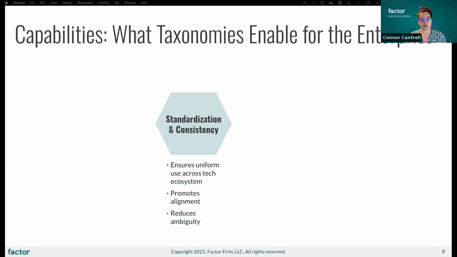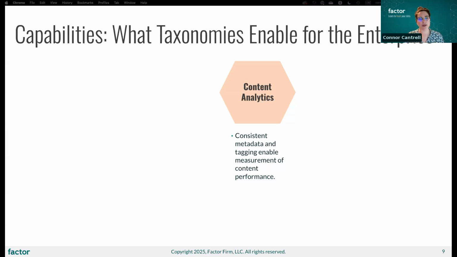Standardization and consistency is what builds trust across teams in an enterprise. One of the most important functions of a taxonomy program is to apply standardized and consistent metadata so that content operations can run smoothly. And to that end, each piece of content should have a goal and ways to measure its effectiveness in meeting that goal.